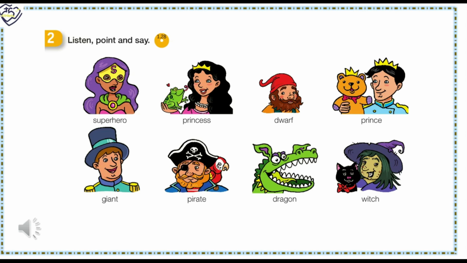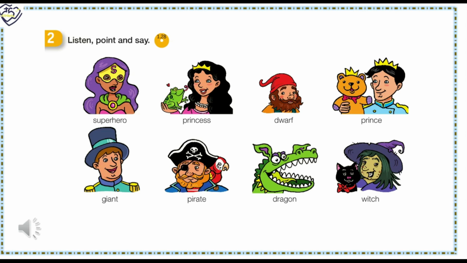Three. She's got a black cat. Who is she? Four. He's got black hair and look, he's got a teddy. Who is he? Five. He's got a big mouth and he's green. Who is he? Six. He's small and he's got a red hat. Who is he?